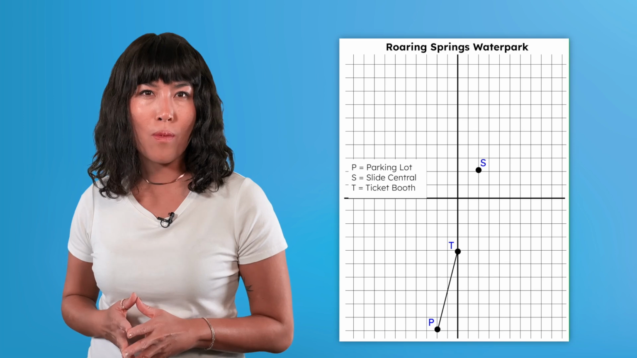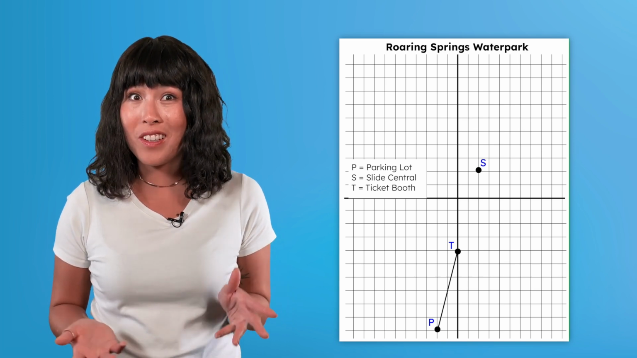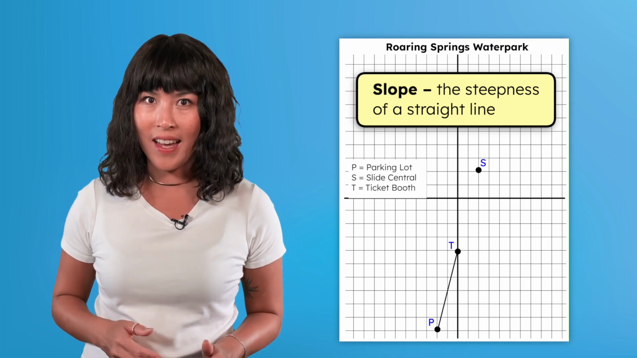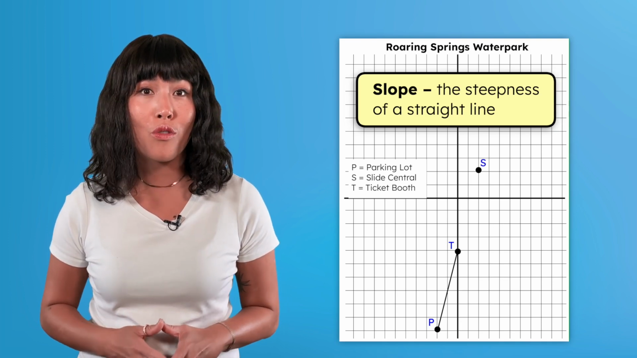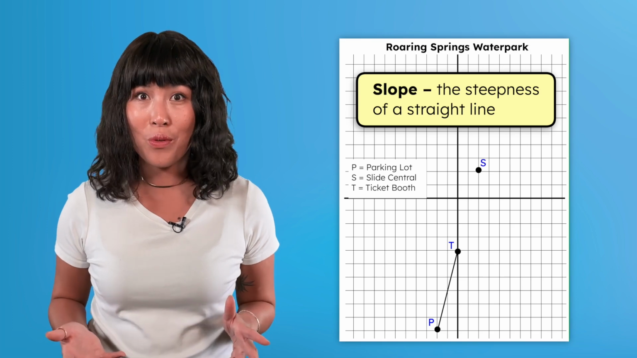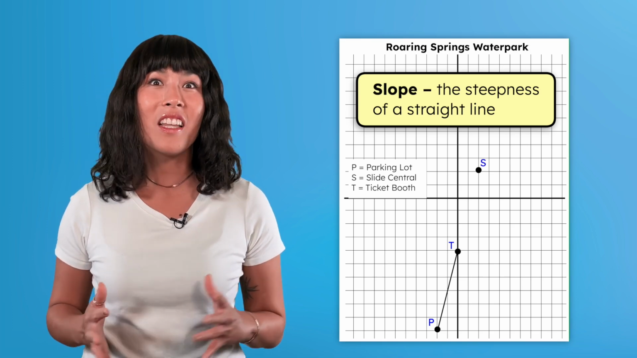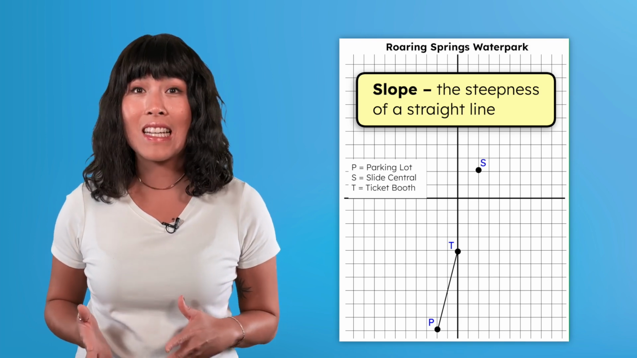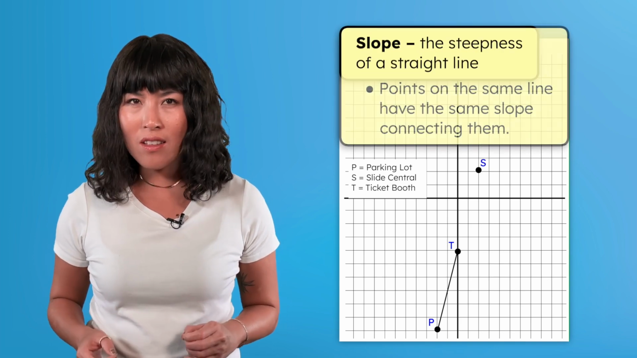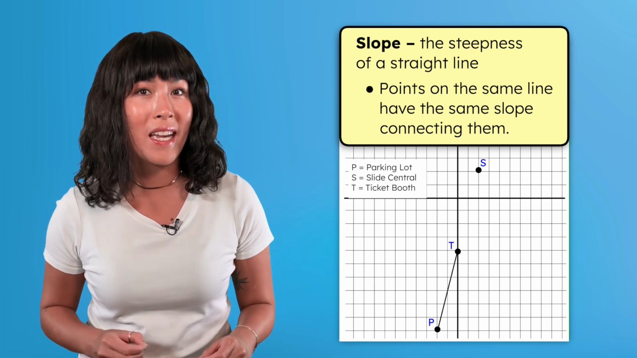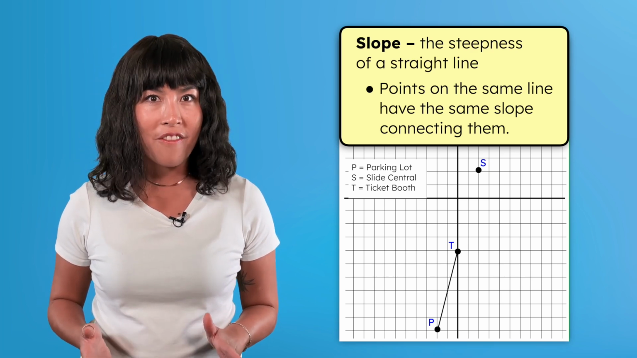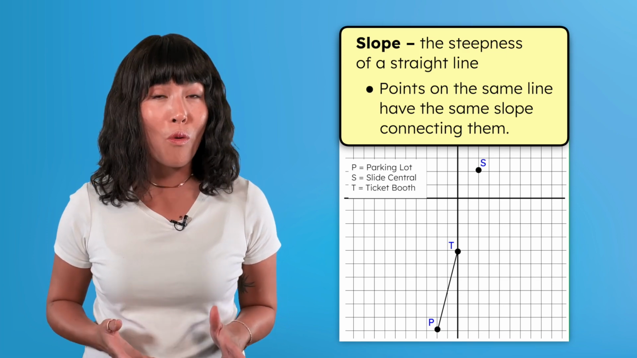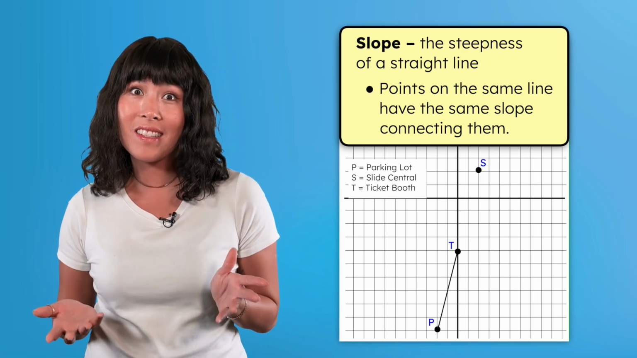How can what we know about slope and slope triangles help us figure this out? Well, we know that slope is the steepness of a straight line. In this case, the map is showing a view from top down, like a bird's eye view. So we aren't seeing how hilly these paths are, but instead whether they are pointing to the northeast, southwest, etc. Points on the same line have the same slope connecting them. So, if we can figure out the slope of the first 2 points, that will help us determine whether the third point is on the line or not.